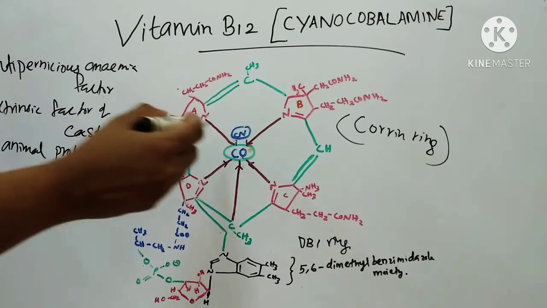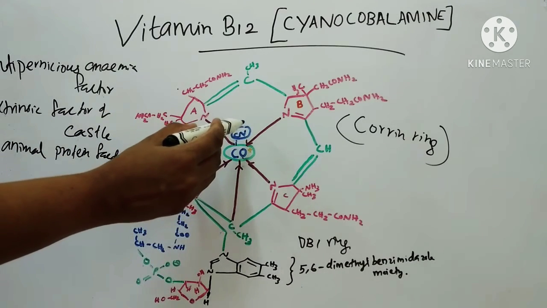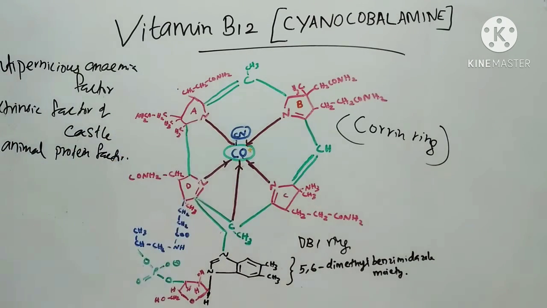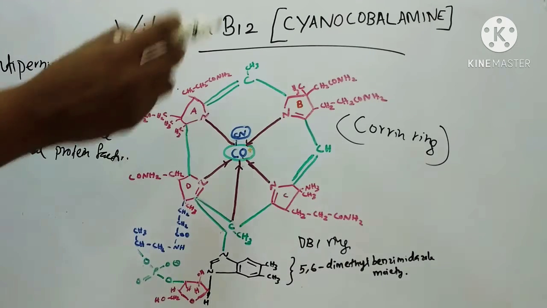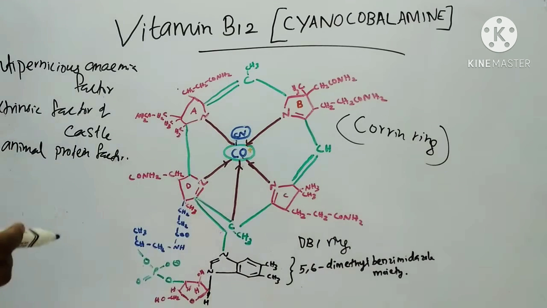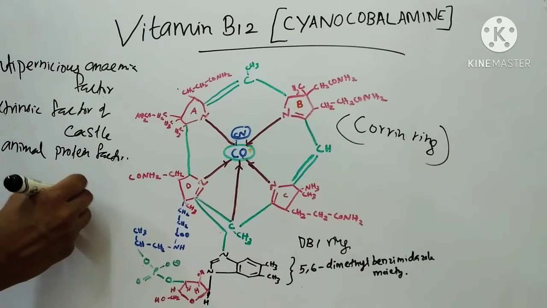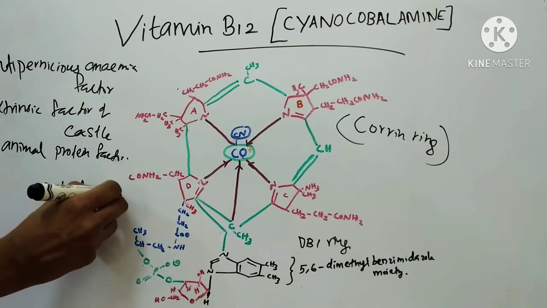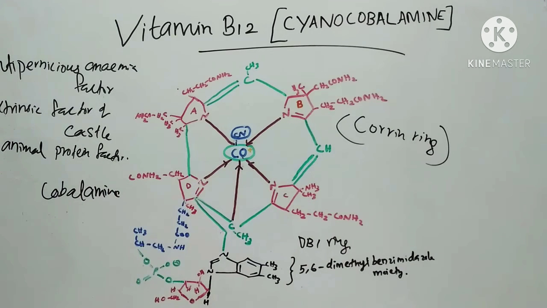Then a cyanide group is attached to the cobalt atom and it is called cyanocobalamine. If cyanide group is there, it is called cyanocobalamine. If cyanide group is absent, it is called cobalamine. This is the entire structure of vitamin B12.